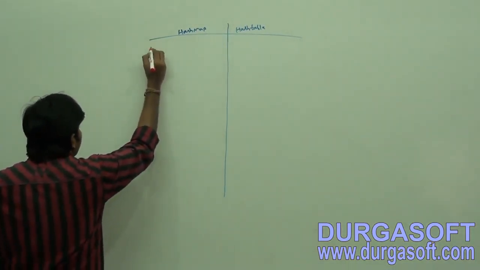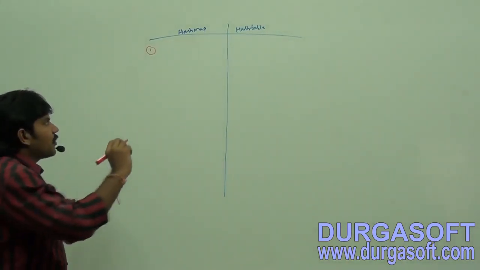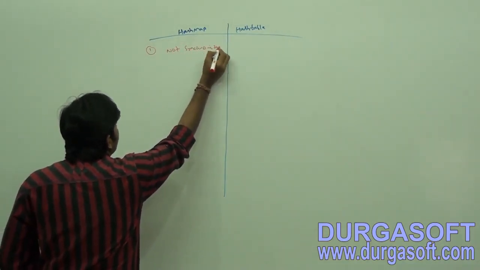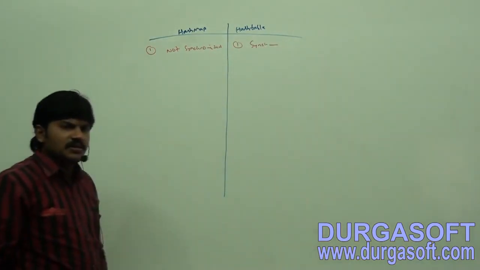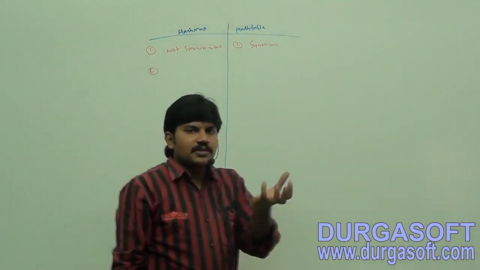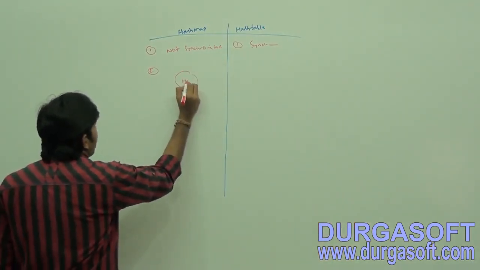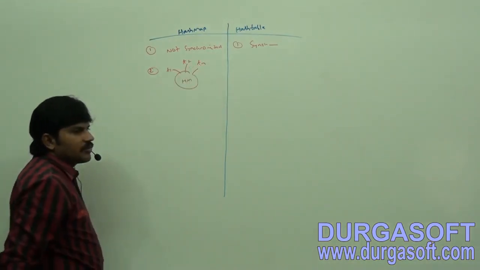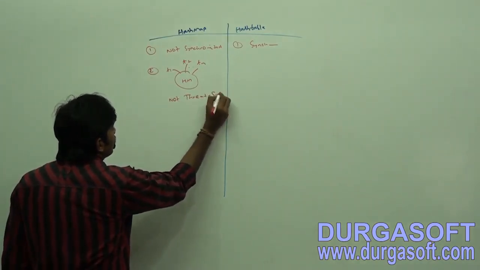Now the first point. If it is a hash map, every method present in hash map is not synchronized. But every method present in hash table is synchronized. At a time on the hash map object, multiple threads are allowed to operate, so it is not thread safe.